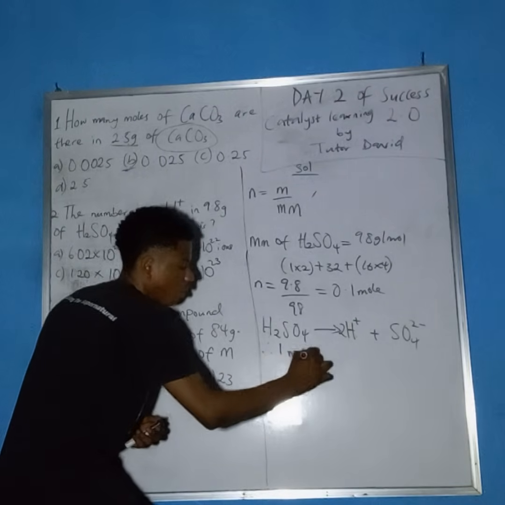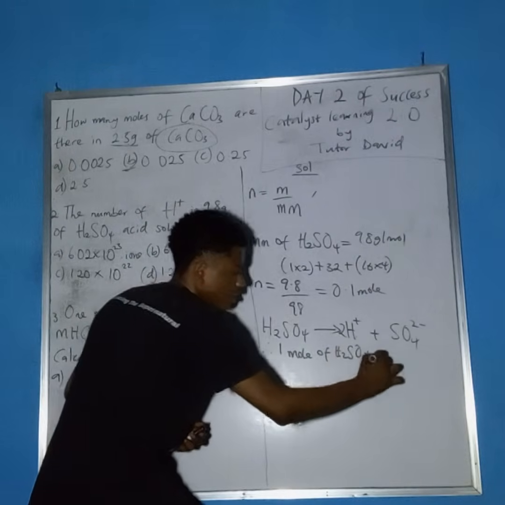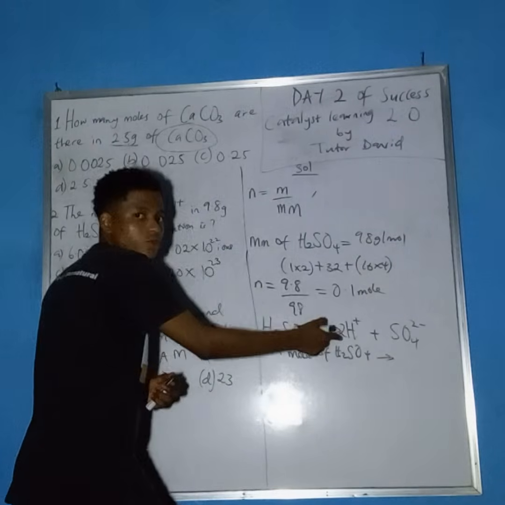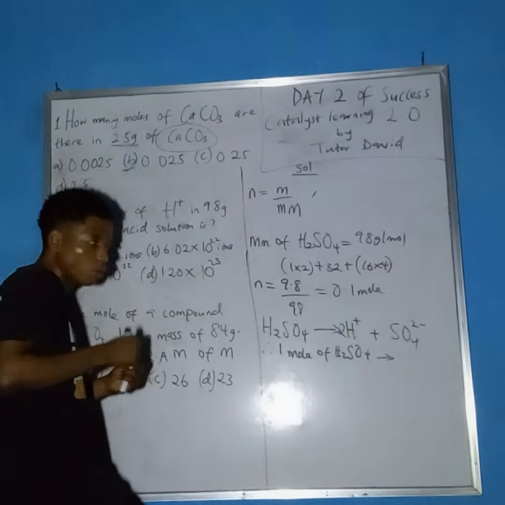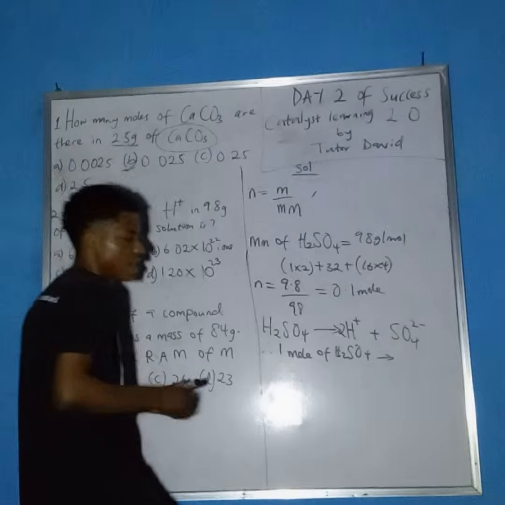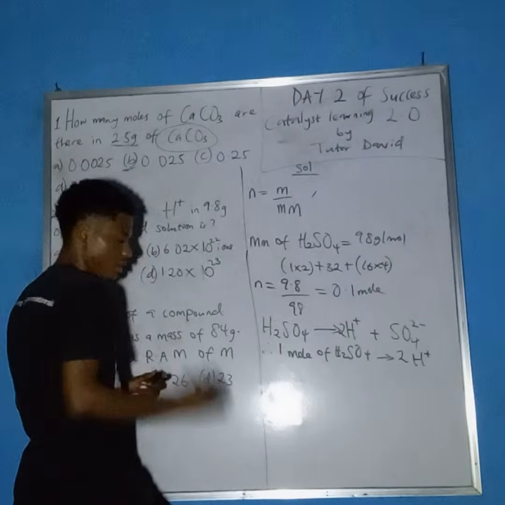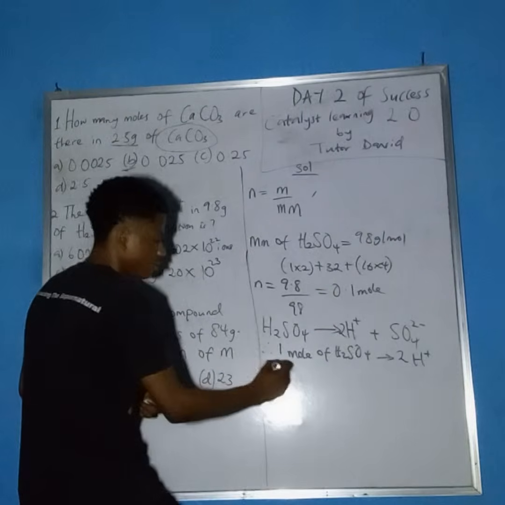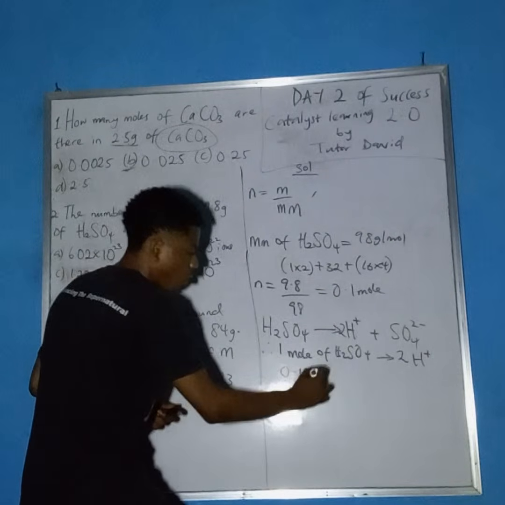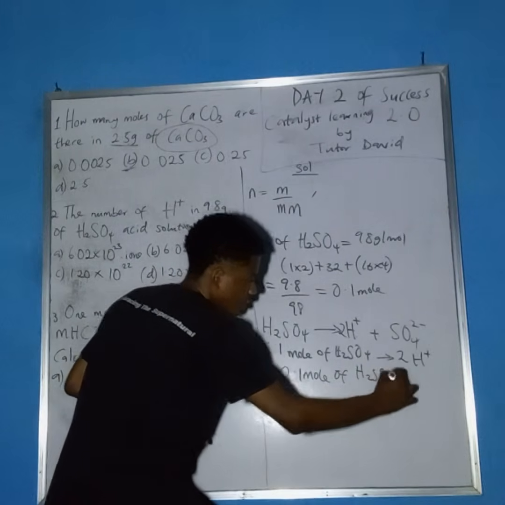So that tells you that 1 mole of this H2SO4 will give us how many hydrogen ions? When you dissociate it, 1 mole will give us 2 hydrogen ions. Then what will 0.1 mole of the same H2SO4 give us? We don't know yet, X.